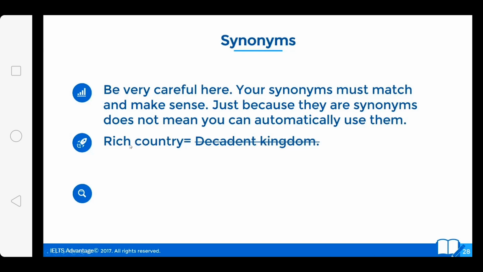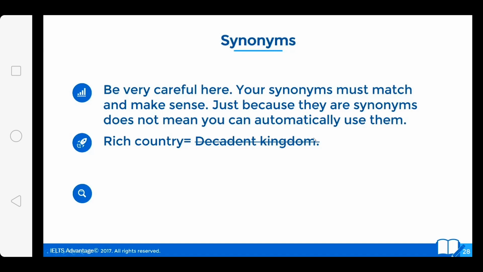So if you Google rich and look up the synonyms of rich, you might see decadent as a synonym of rich. And it is. Rich and decadent are synonyms. Do they mean the same thing? No, not at all. Someone can be very rich, but they're not decadent at the same time. Look up the meaning of those two words and you'll see it means different things.